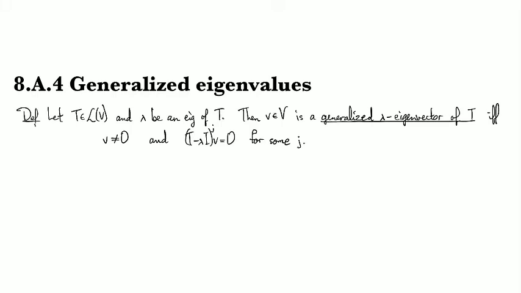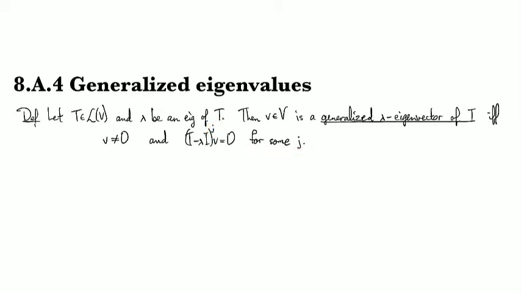And so now we have the definition of the generalized eigenspaces. For an operator T and a corresponding eigenvalue lambda, we say that V is a generalized lambda eigenvector if and only if V is not the zero vector, since eigenvectors can never be the zero vector, and we have that (T minus lambda I)^j applied to V gives you 0 for some j.